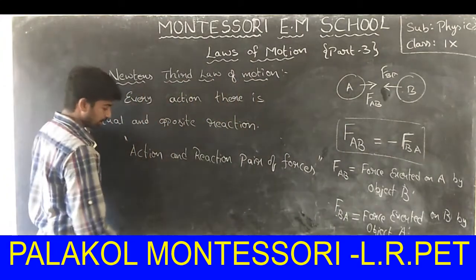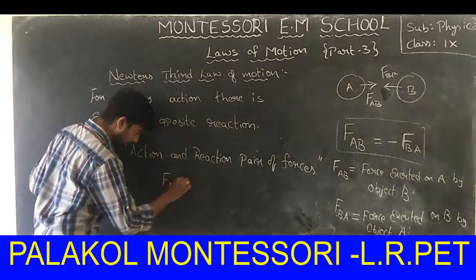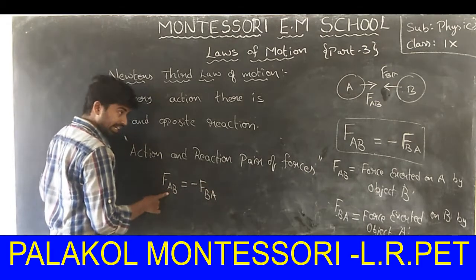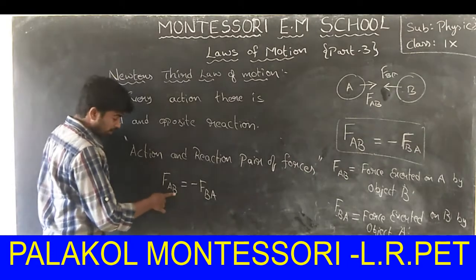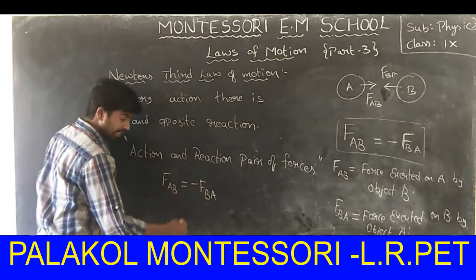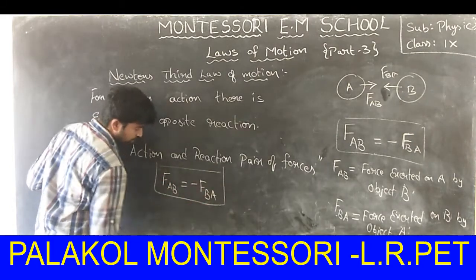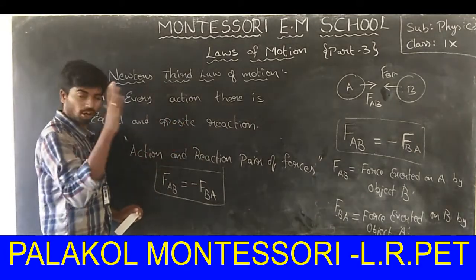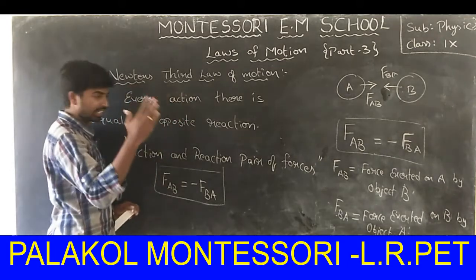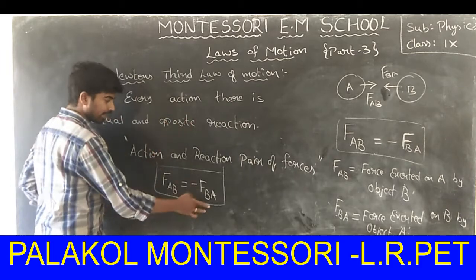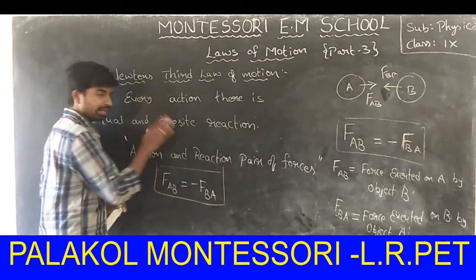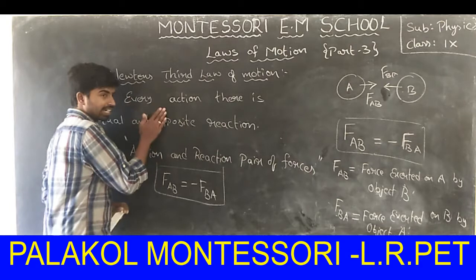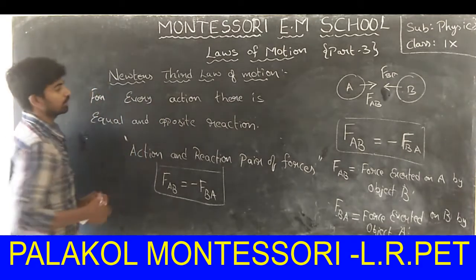So after stating Newton's third law of motion, you have to write FAB is equal to minus FBA. What is FAB? Force exerted on A by the object B. What is the reaction? Force applied on B by the object A. I have applied a force on this object. This is object A, this is B. I have applied force on B, force applied on B by A. Again, this B will apply force on A. One force is in this direction and the other force is in this direction. So this is Newton's third law of motion.